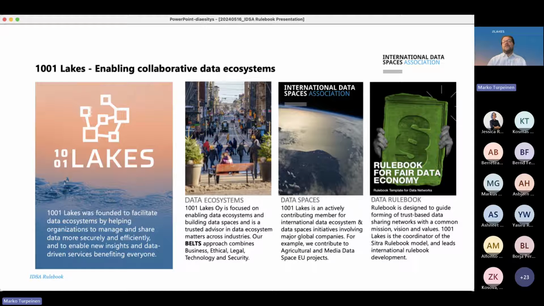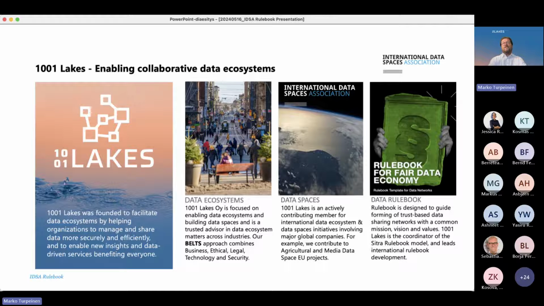So there we want to be experts in facilitating and creating trust in these data ecosystems. And BLOFT is one framework that has been used: business, legal, operational, functional, technical. We used a slight variation of that in our materials, like BELTS: business, ethical, legal, technology, and security, but similar things. So kind of looking at these ecosystems and how to build data spaces from various different points of view.